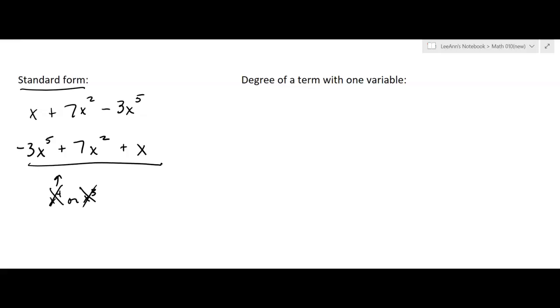Okay, so the degree of a term with 1 variable. Let's say you have something like 14x to the 3rd. The degree of this term is 3. It goes by the exponent, okay? You could say it's a 3rd degree term.